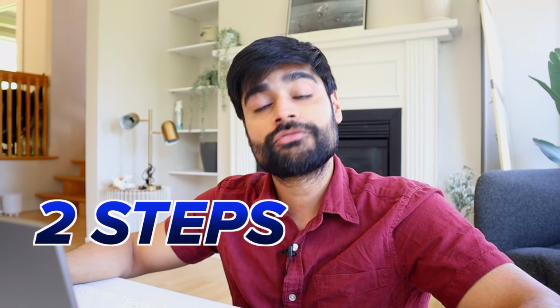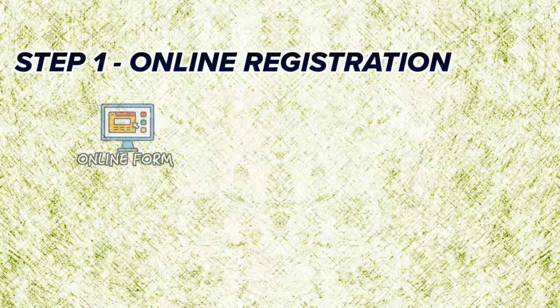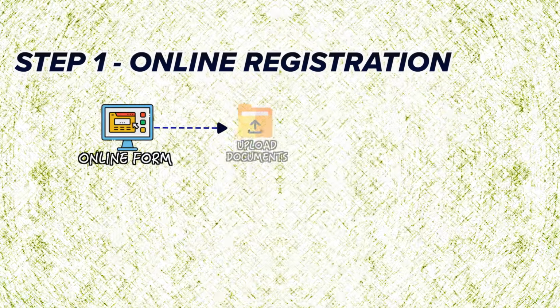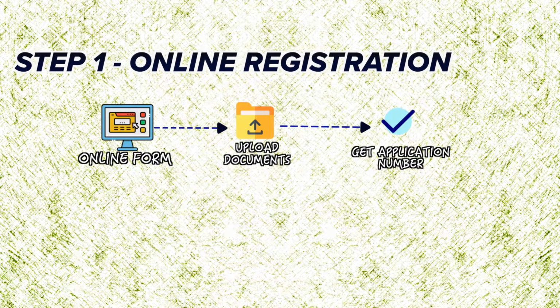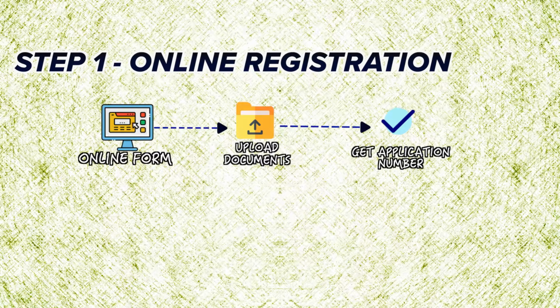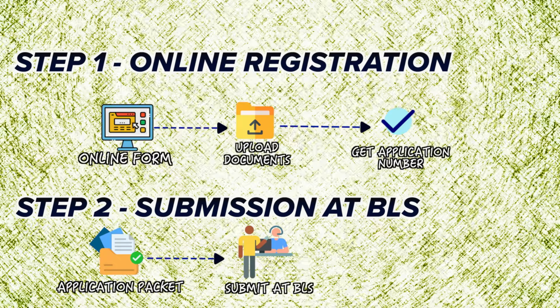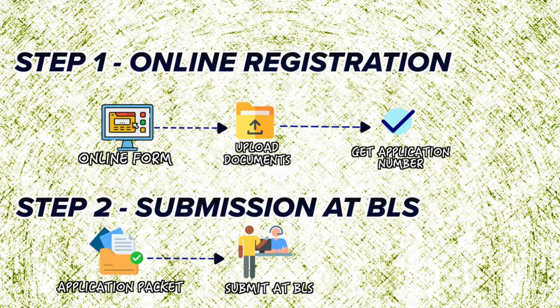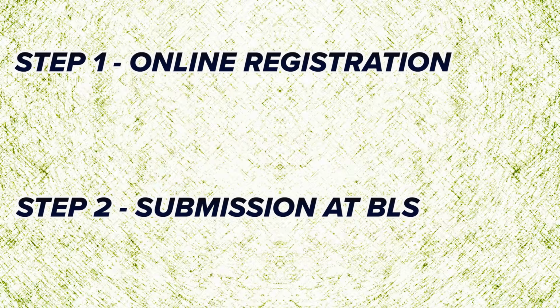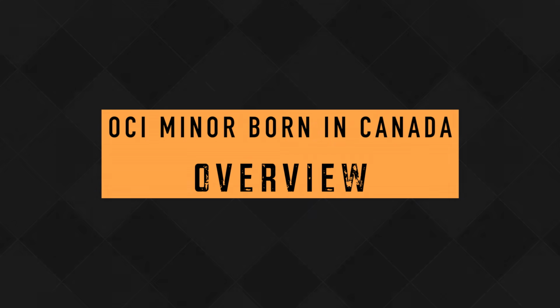So broadly speaking, there are two steps in the OCI application for a minor born in Canada. Step 1 is the online registration, where you fill out an online application form and upload the supporting documents. This gets you in the system and you get an application or reference number. And step 2 is where you gather all your supporting documents and physically submit the application at a BLS center near you for your jurisdiction in Canada. We'll take a look at both in this video.